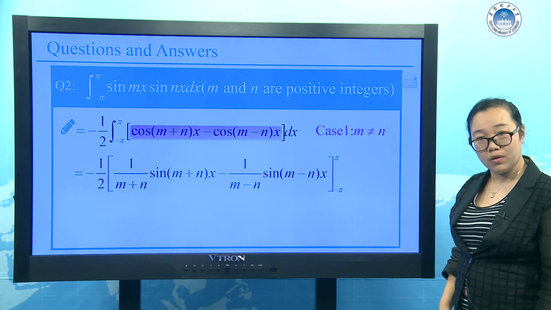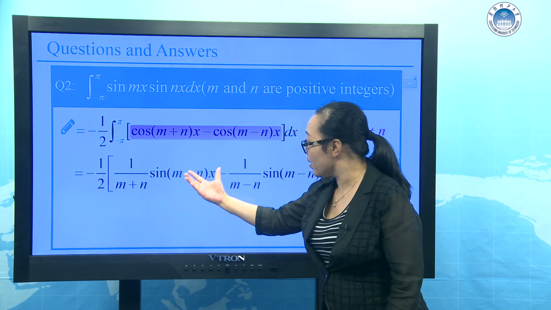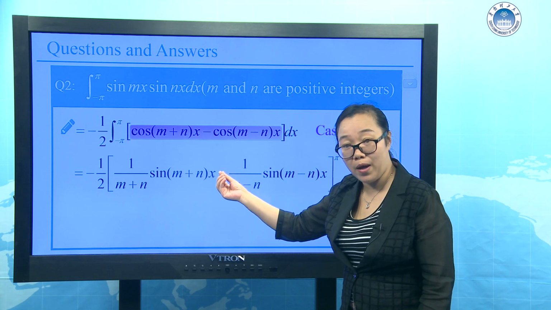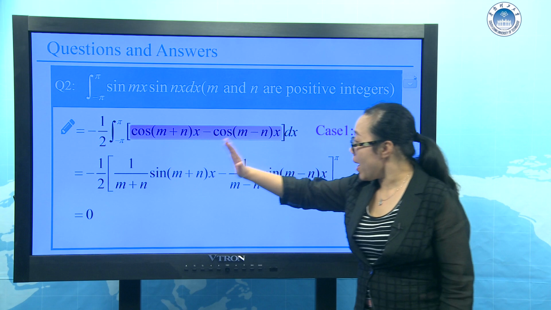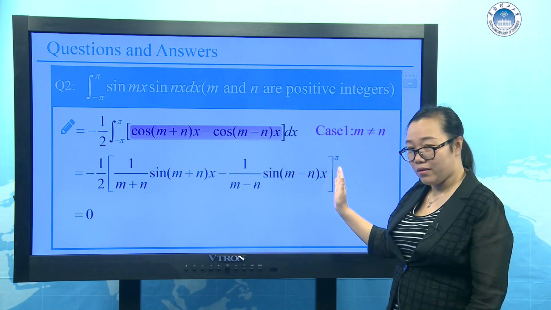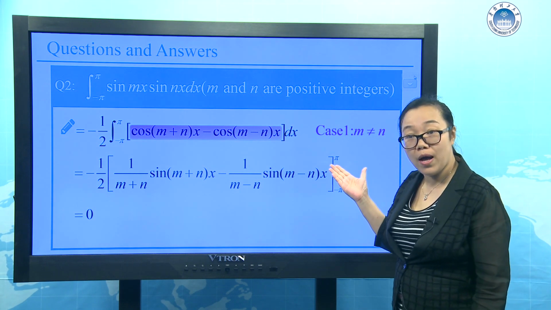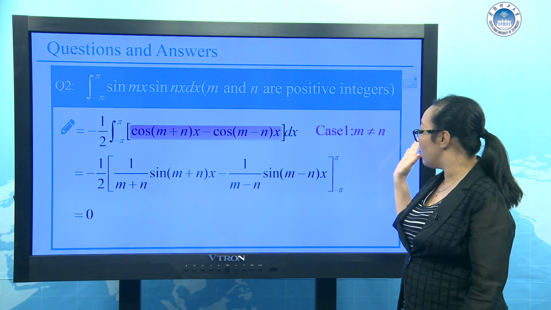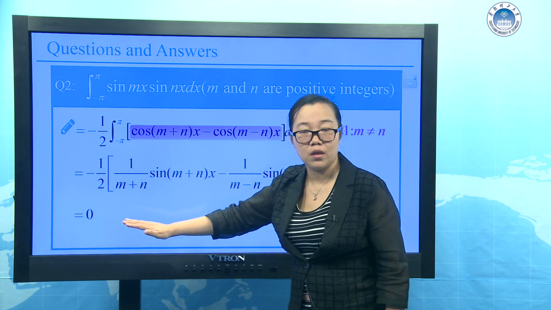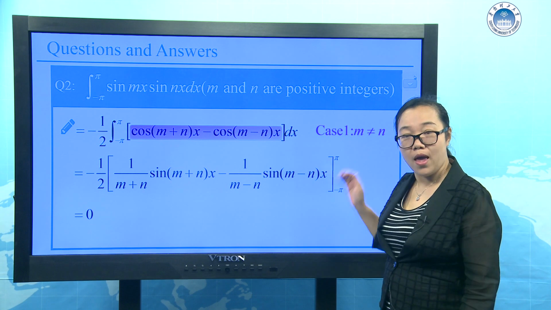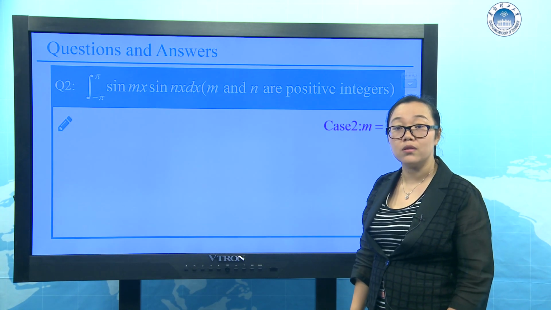How to compute? It's very easy. Taking in pi and minus pi, sin of any integer times pi equals 0. Together we have minus half times 0 minus 0, which equals 0. So in case 1, where m does not equal n, the integral equals 0. How about case 2? Yes, m equals n. So now we will discuss case 2.